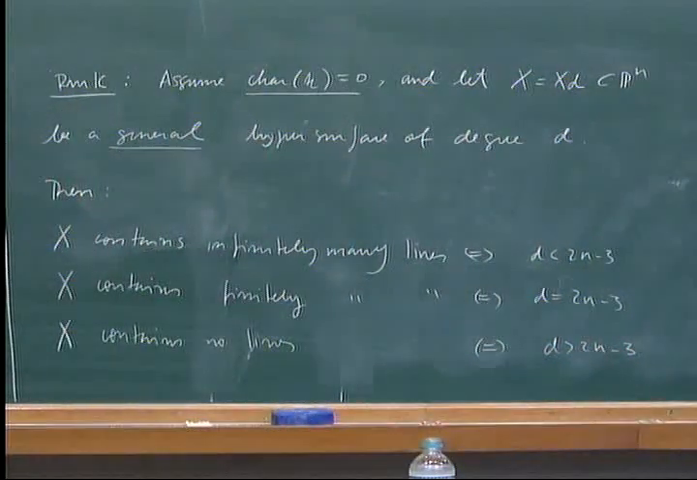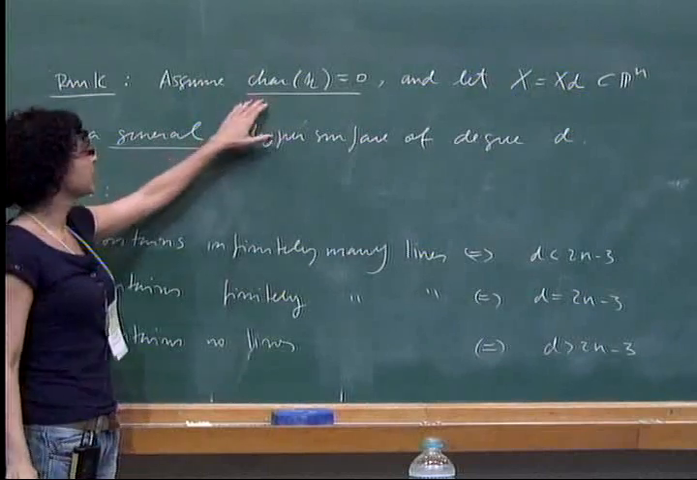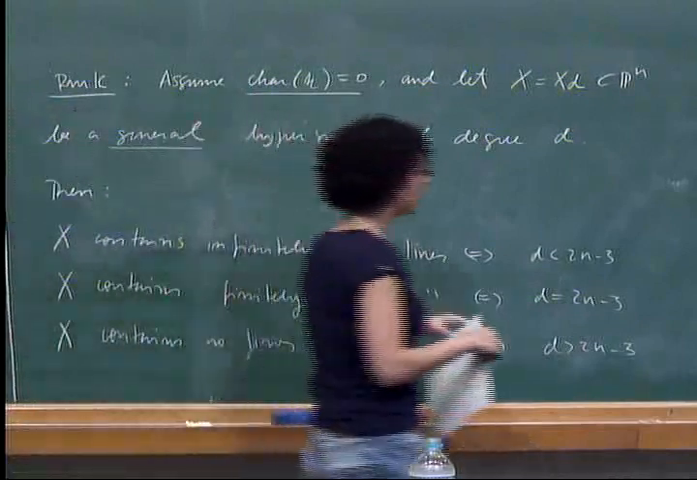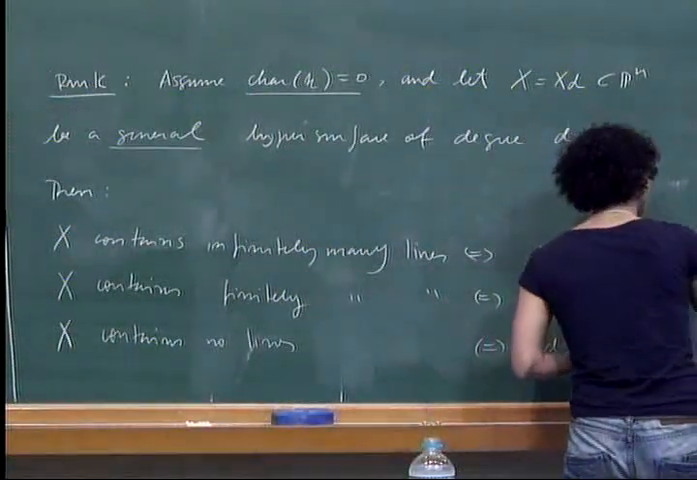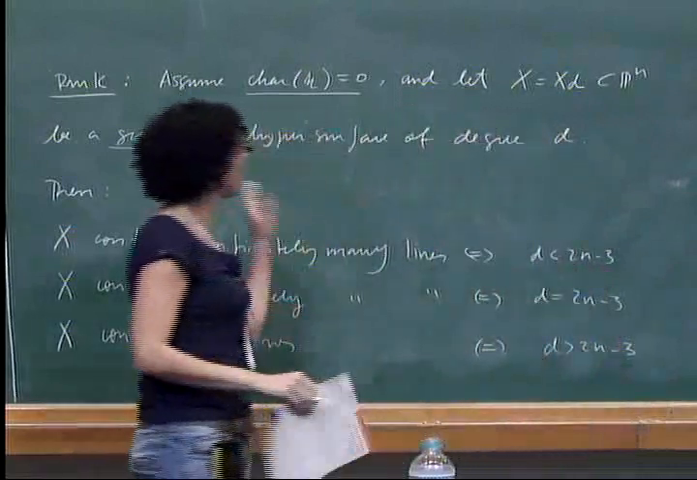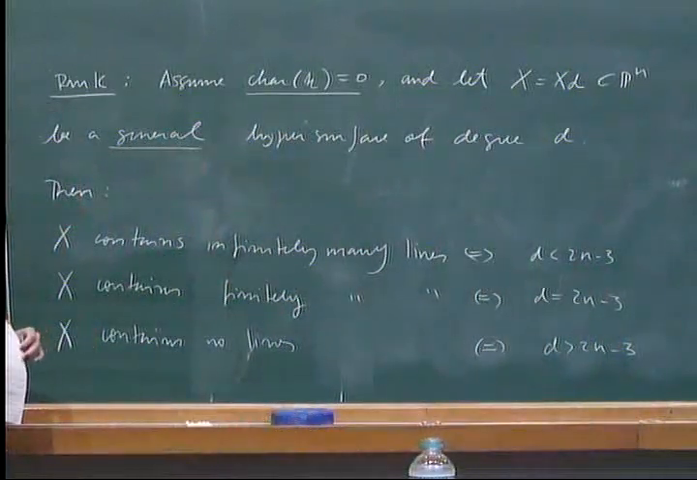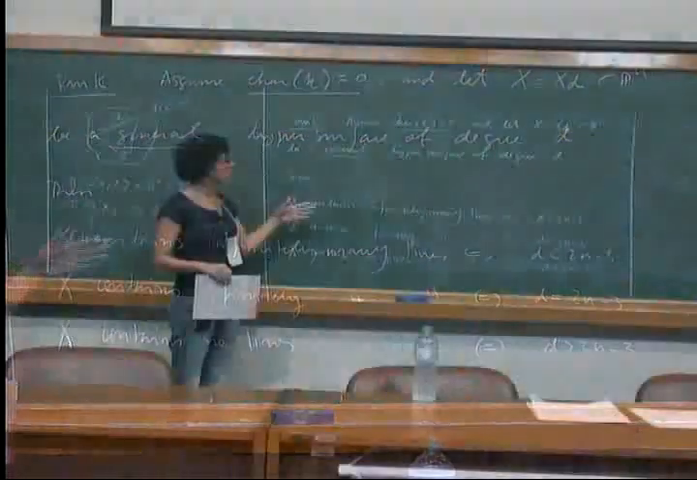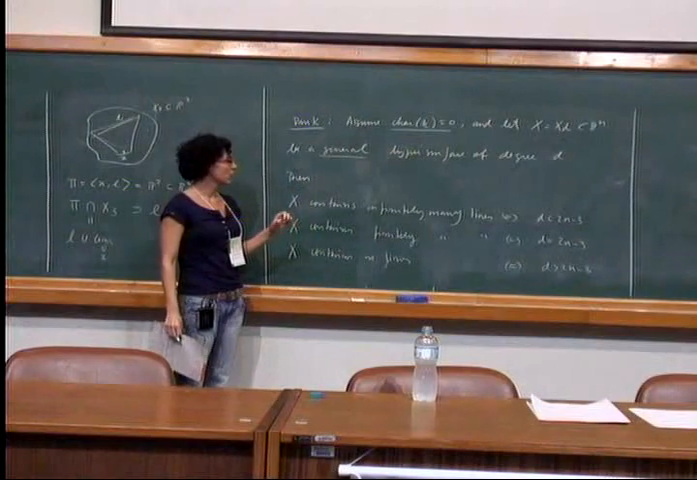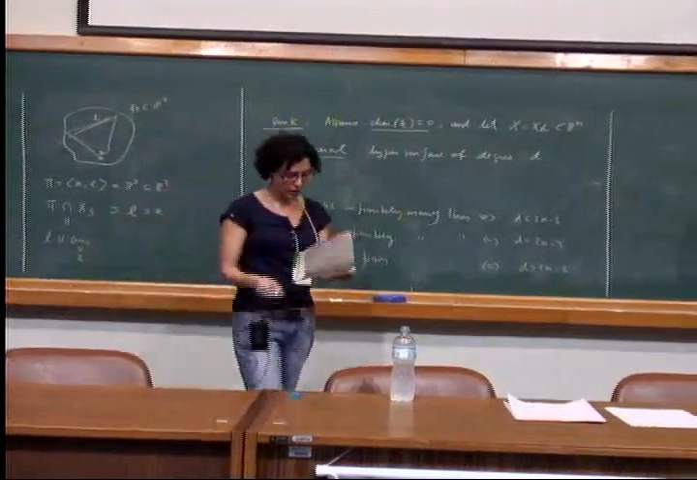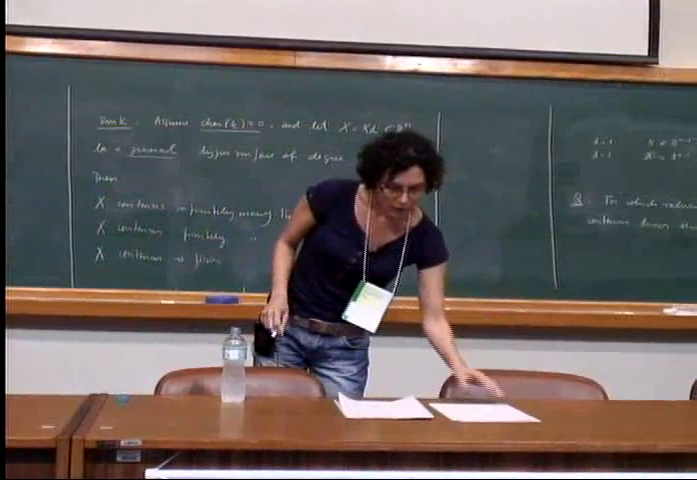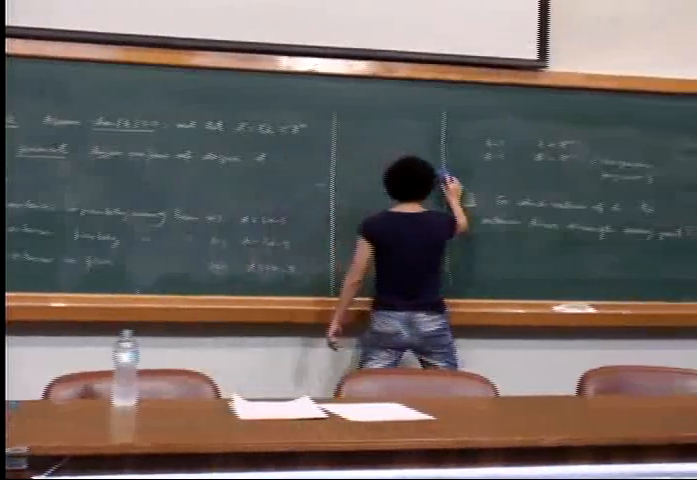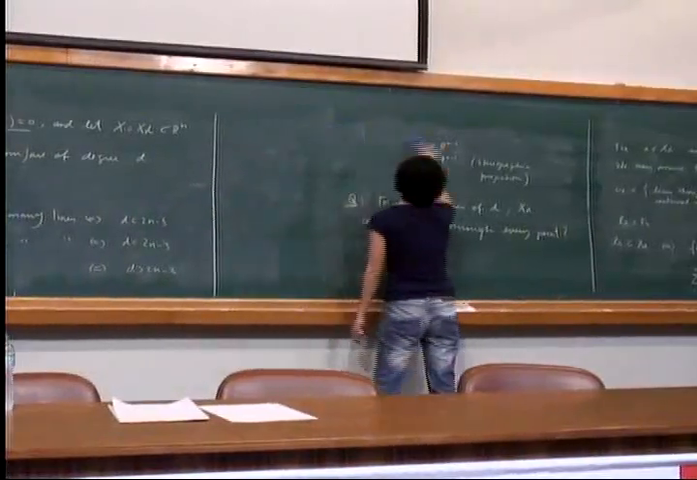So let me just remark that these assumptions, that the characteristic is 0 and that the hypersurface is general, are actually necessary for the statement to be true. There are counterexamples in positive characteristic, and if you don't require the hypersurface to be general, it's very easy to force a special hypersurface to contain, say, a linear subspace.